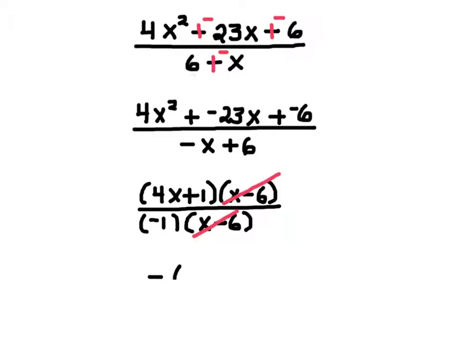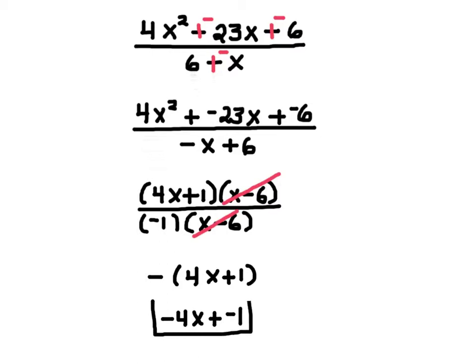And I end up with a simplified expression of a negative 4x plus 1, and I can certainly distribute that negative sign in, and it's a negative 4x plus a negative 1. So this is my simplified expression.